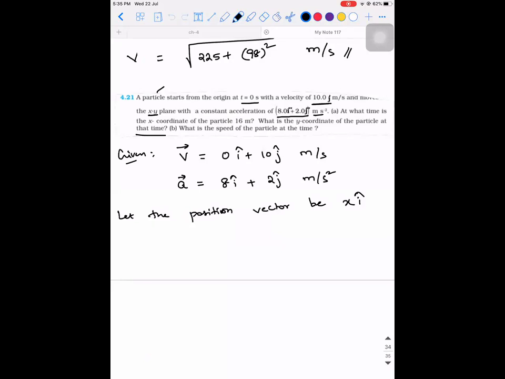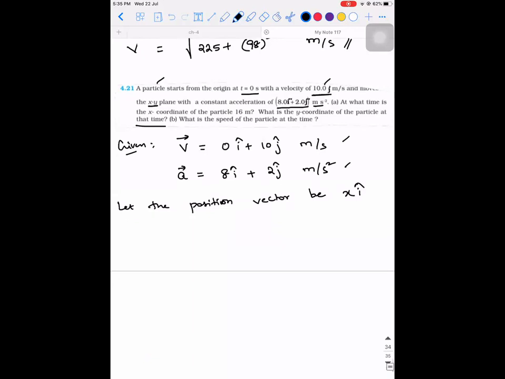So I wrote the velocity vector like this: 0 i cap plus 10 j cap. They have given it only as 10 j cap. Acceleration vector is 8 i cap plus 2 j cap meter per second square. At what time is the x coordinate of the particle 16 meter? So let the position vector be x i cap plus y j cap.